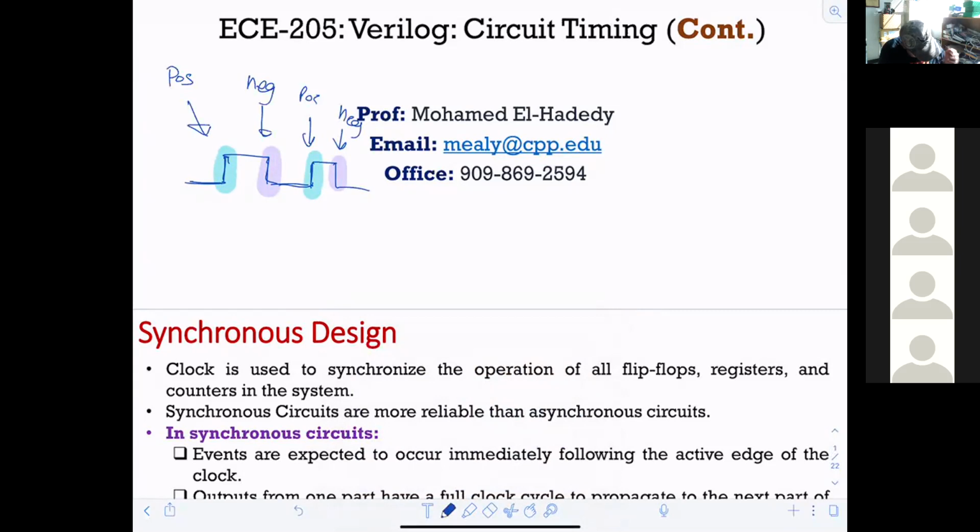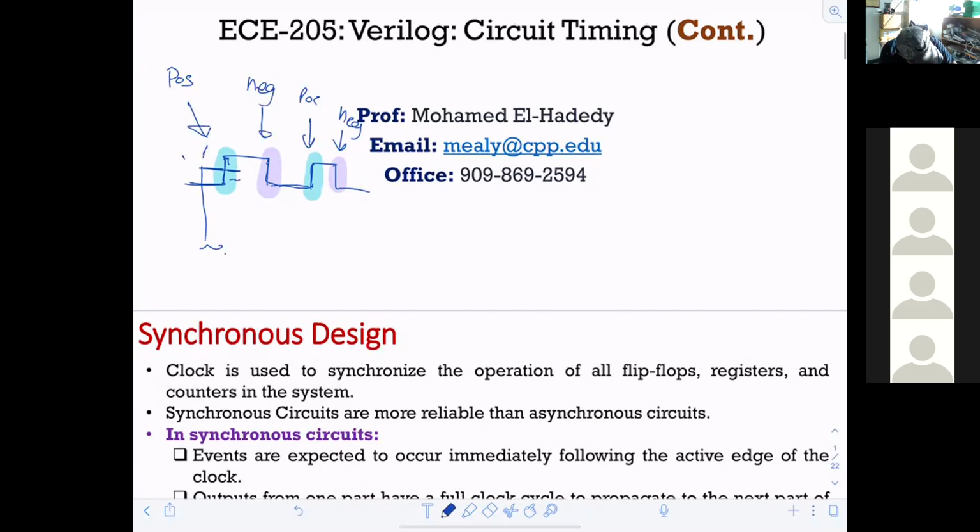Right? Setup time is the amount of time before the tick happens, that means the positive edge, that the input has to be stable. If it's 1, stay 1. If it's 0, stay 0. Okay? While the hold time is the amount after the tick. The input also has to be stable, 1 or 0. Otherwise, you're gonna go in what? If you don't satisfy this, or you don't satisfy this one, we will go where?